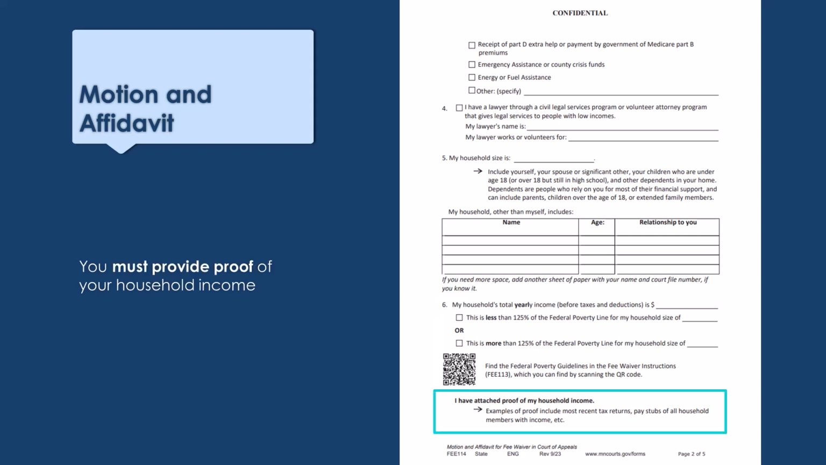You will need to provide proof of your income to the court. You can prove your income using documents like copies of your most recent tax return, your most recent pay stubs, and the pay stubs of any household members that also work.